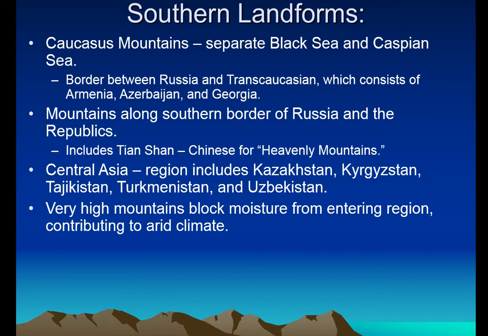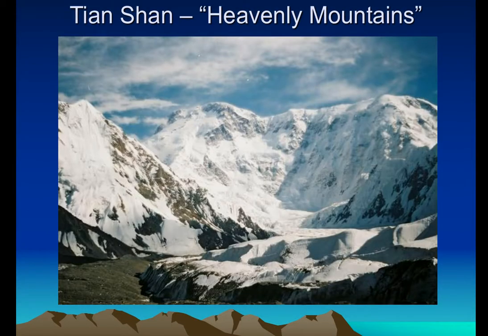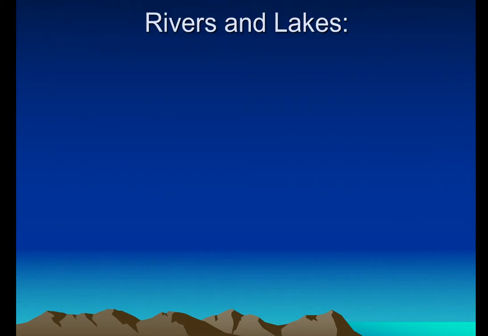Very high mountains block moisture from entering the region and contribute to a very arid climate down in the southern part. Basically, if you look at Russia, you have mountains or some kind of elevated piece of land to the south, to the west, to the east, which allows that cold air to keep circling down from the Arctic Ocean. Turan Plain lies between the Caspian Sea and the mountains of Central Asia, and there are 2 very dry deserts in the southern part of Russia, Karakum and the Kyzylkum. And here's a picture of the Tian Shan, Heavenly Mountains.